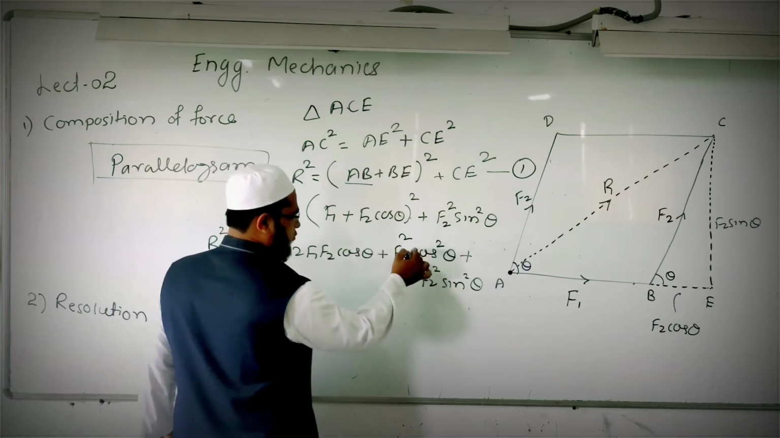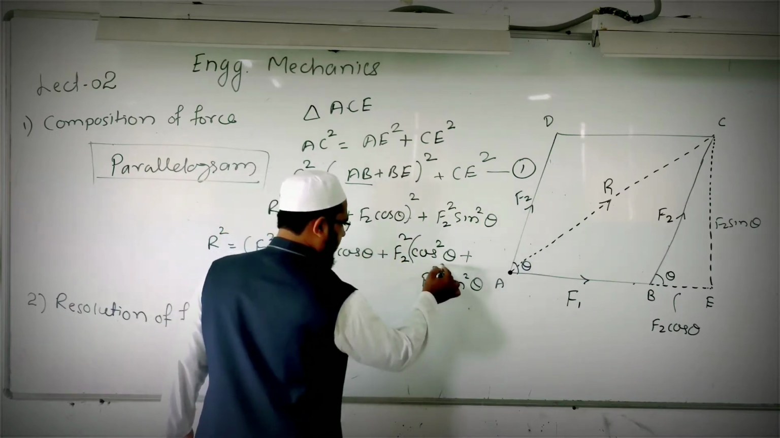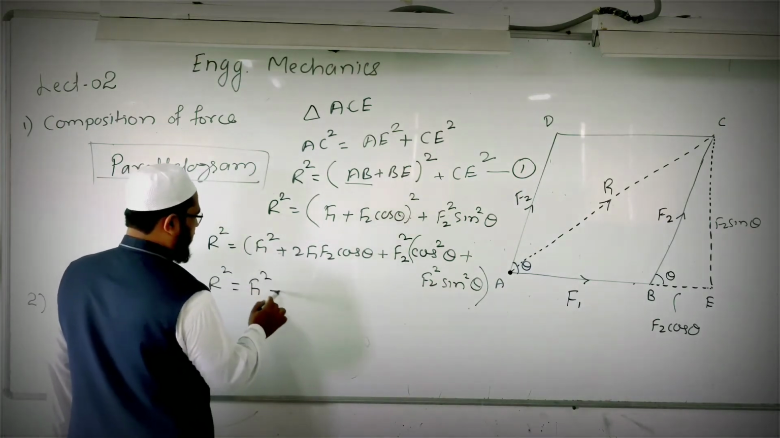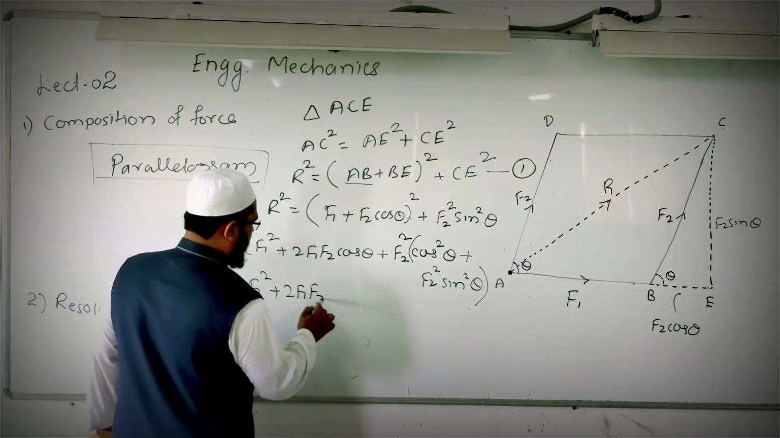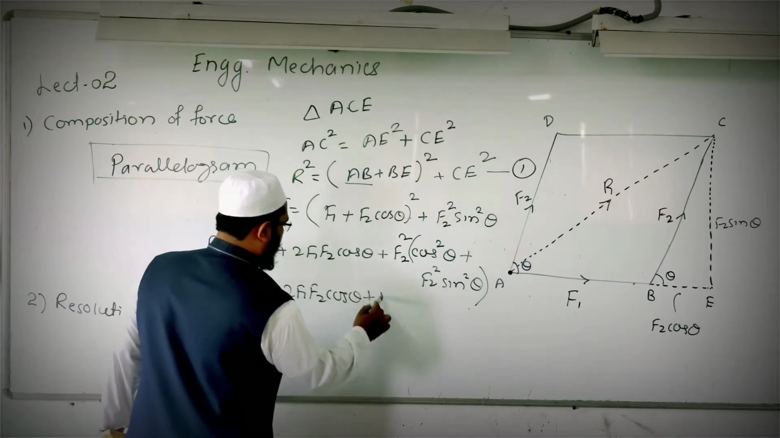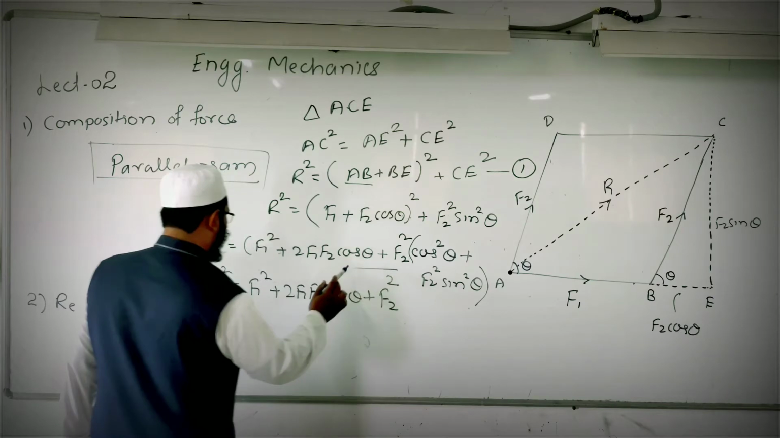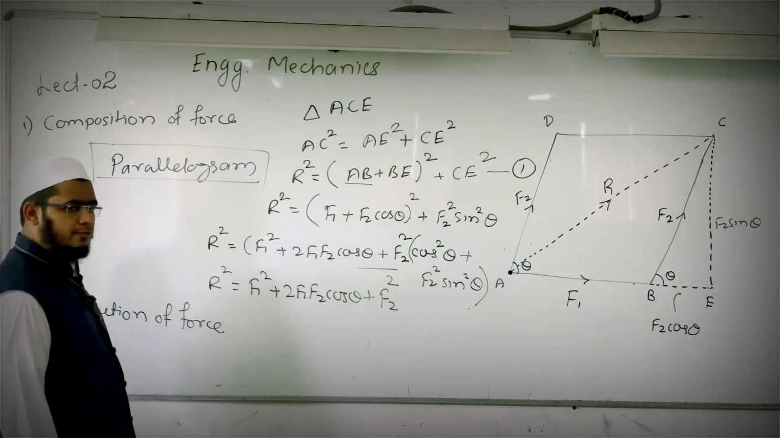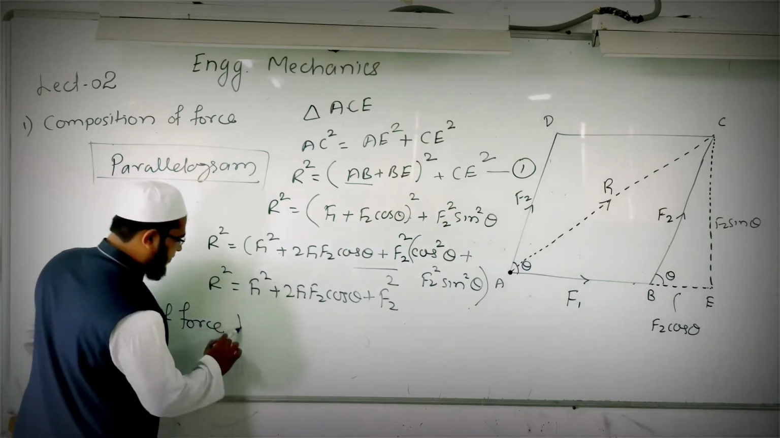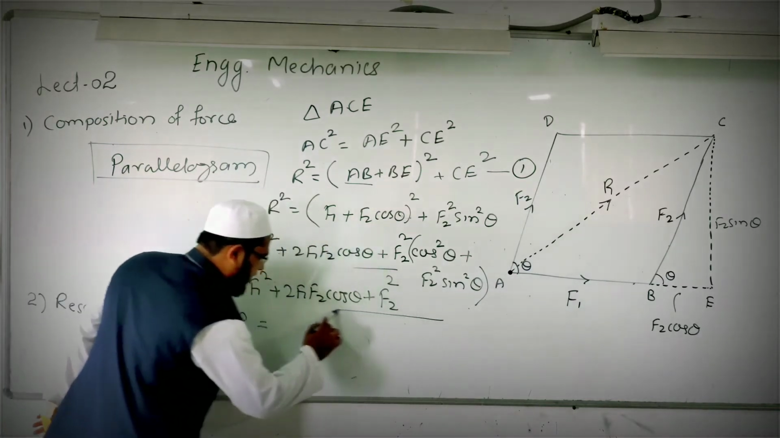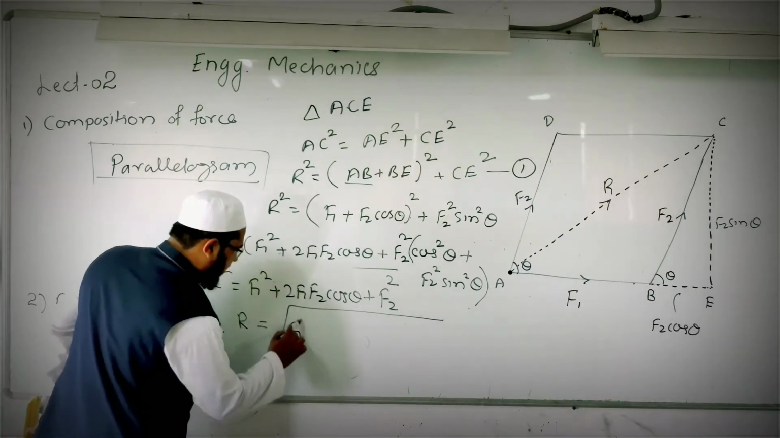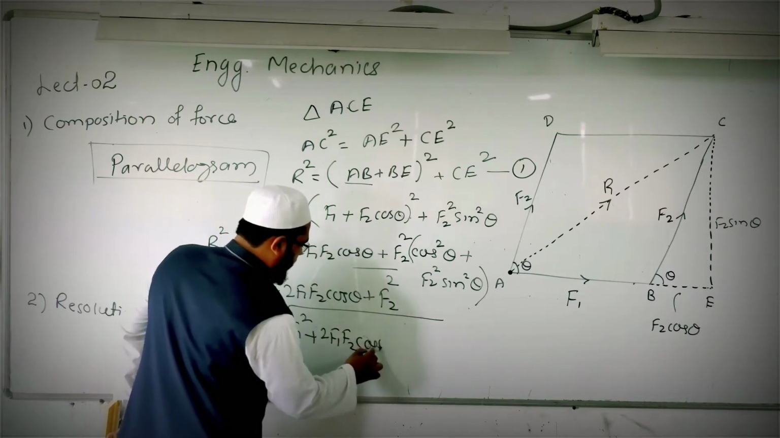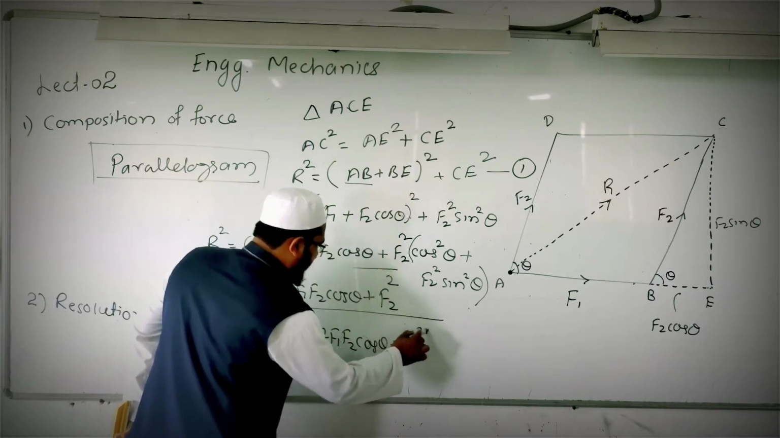We will put F2 square common. So the equation will become R square equal to F1 square plus twice F1 F2 cos of theta plus F2 square. If I have to find only the resultant, then I will take the under root on both the sides. R equal to under root of F1 square plus twice F1 F2 cos of theta plus F2 square.